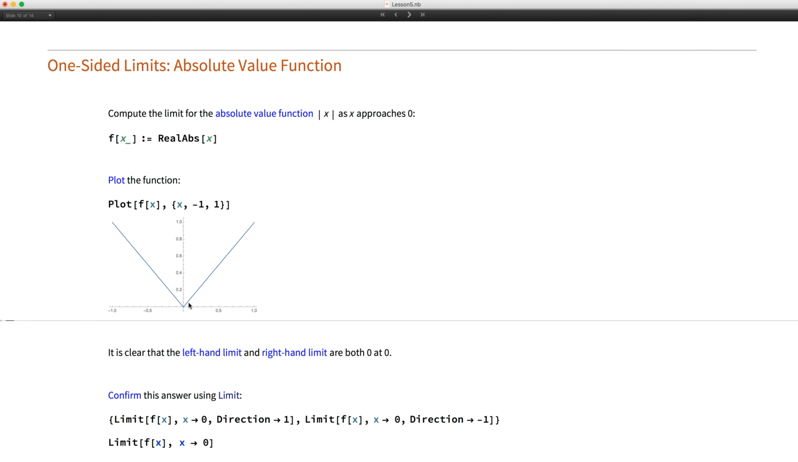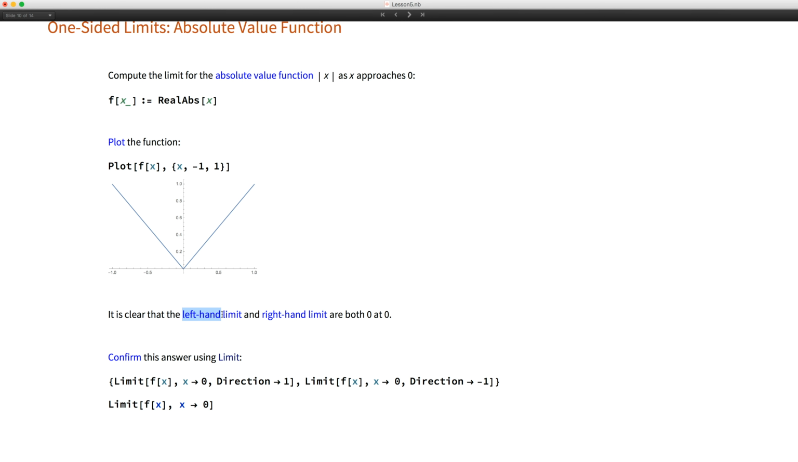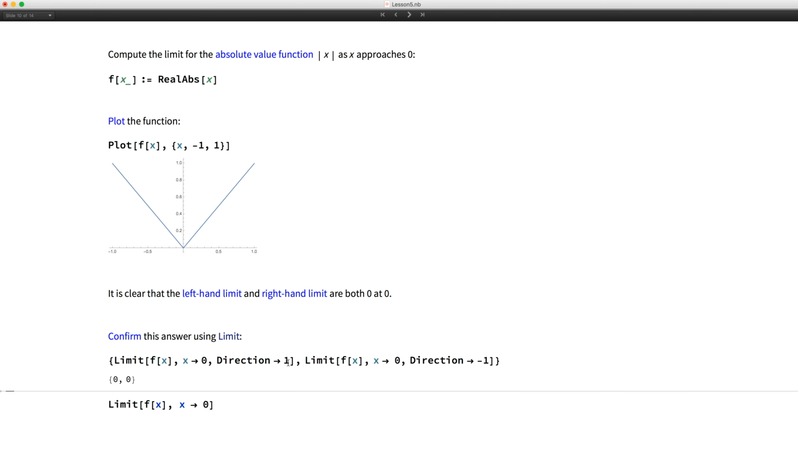And when you are at 0 over here, then it's clear that the limit is 0, whether you approach from the left or the right. So the left-hand limit and the right-hand limit are both 0 from this picture. And you can confirm that with Limit itself by doing a direction computation. So you get back 0 and 0, whether you go from the left or right, and Limit itself also gives you 0, so there's no problem over here. So although you do have a kind of piecewise function, it in fact has a very simple limit at 0.